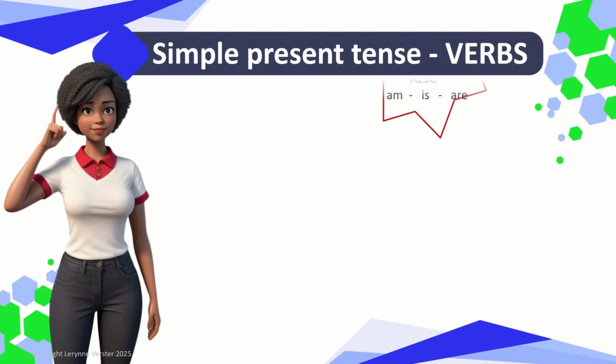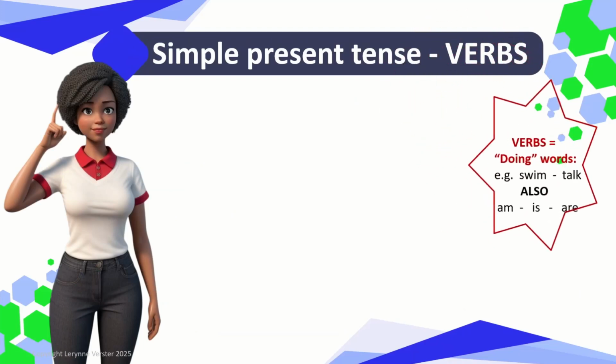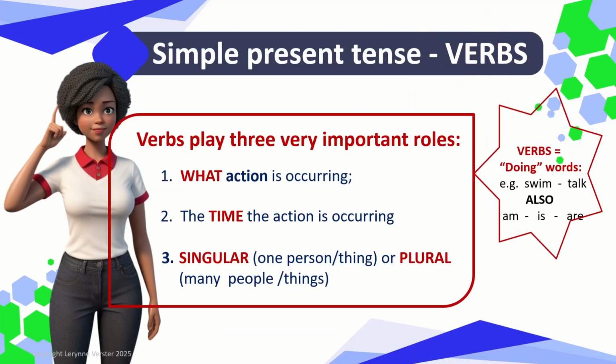Verbs play three very important roles in a sentence. 1. They tell us what action is occurring. 2. They tell us something about the time the action is occurring: in the past, in the present or in the future. And 3. They tell us if a single person or thing is taking the action, or if many people or things (plurals) are taking the action.